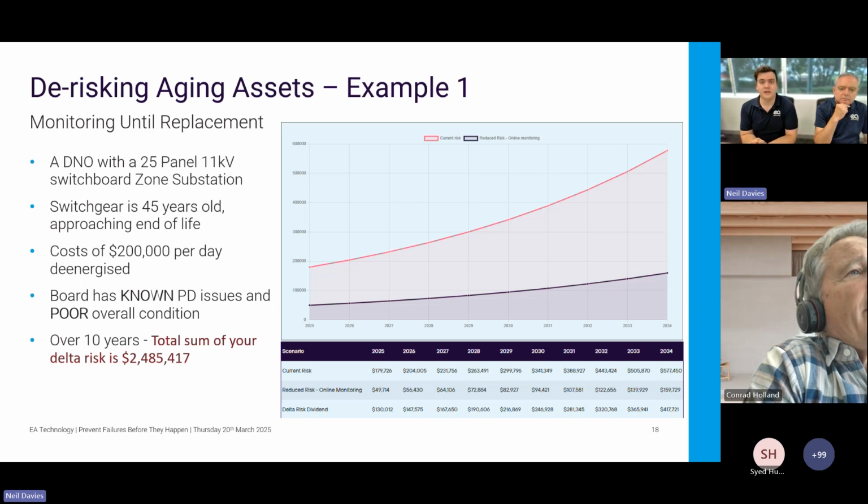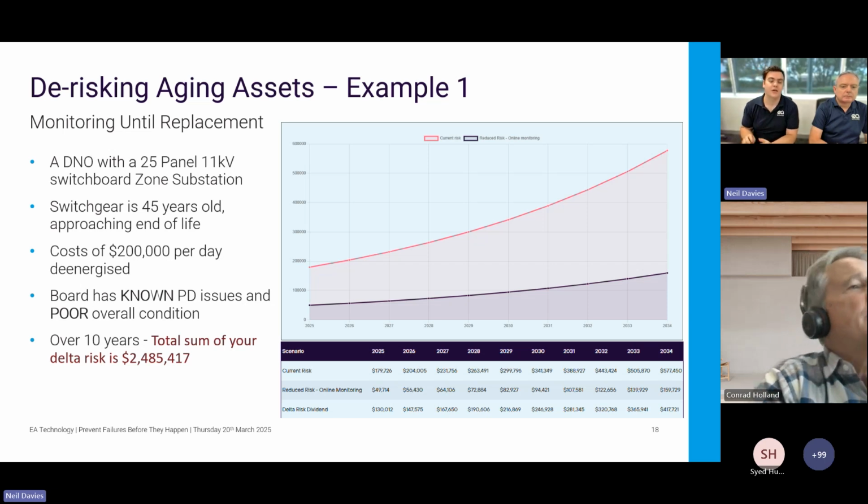But of course, the health of that board doesn't stand still. Over the next 10 years of its life, that board is going to continue to degrade, it will continue to age, and its risk will naturally go up. But once we look at the plots, you can see how over the next 10 years of that switchgear, you are drastically reducing the risk by installing the monitor, keeping it on, and doing the targeted maintenance. Overall, they'd have a total reduction of risk of nearly $2.5 million just by installing monitoring on a board of that scenario.